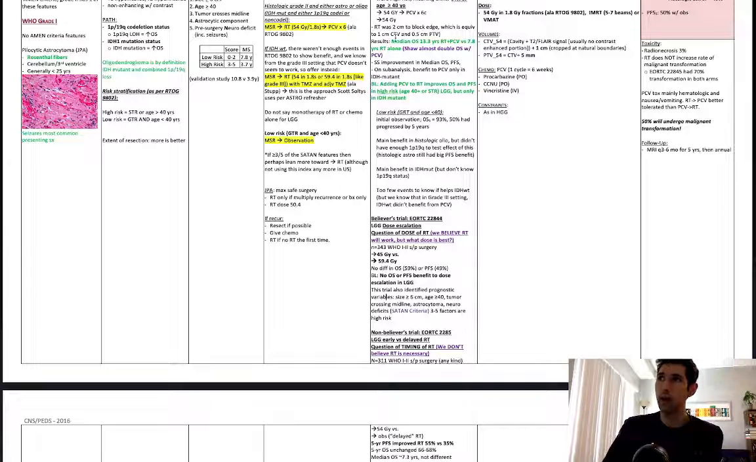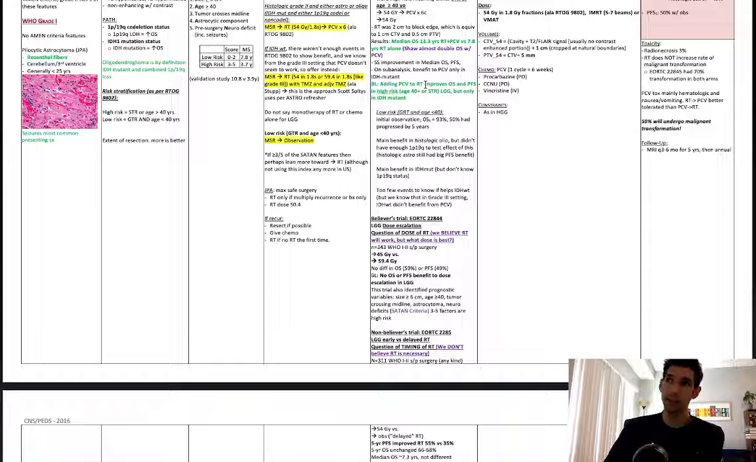And what they found here after doing the radiation, which was 2 centimeters to the block edge, which is equivalent essentially to 1 centimeter CTV and a 5 millimeter PTV, is that the median overall survival associated with adding this PCV was 13.3 years versus 7.8 years alone. So it almost doubled the overall survival with PCV. And again, these are low-grade gliomas, but these are high-risk patients with low-grade gliomas. There's a statistically significant improvement in median overall survival and progression-free survival here.